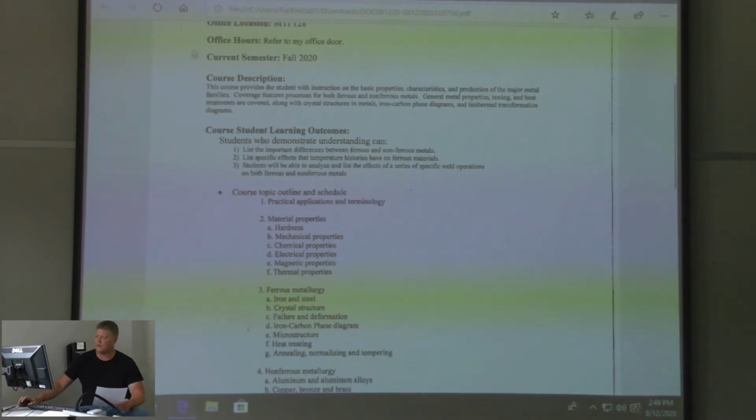So I'm going to go down to the course description here. This course provides the student with instruction on the basic properties, characteristics, and production of the major metal families. Coverage features processes for both ferrous and non-ferrous metals. That's a big deal to know the difference between ferrous and non-ferrous metals. Everybody thinks it's magnetism, but that's not exactly what it is. General metal properties, testing, and heat treatments are covered, along with crystal structures in metals, iron-carbon phase diagrams, and isothermal transformation diagrams. Some big words there, right?